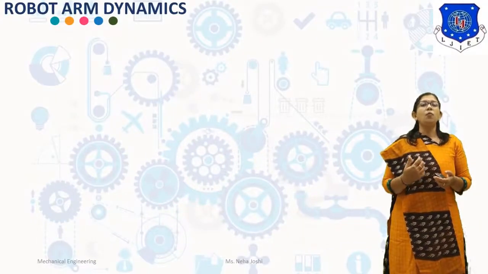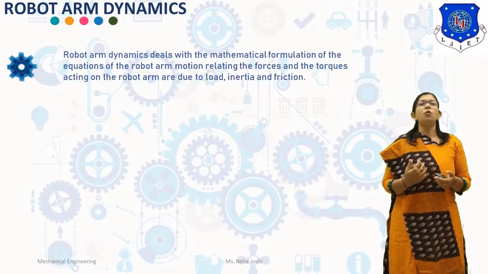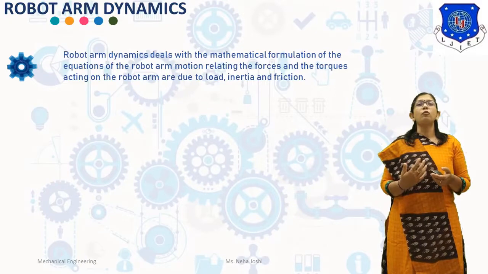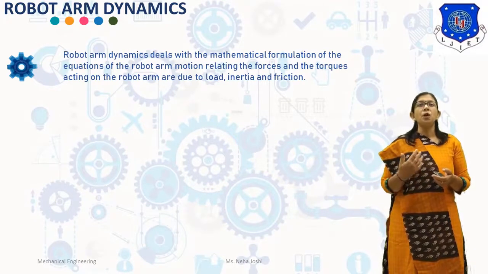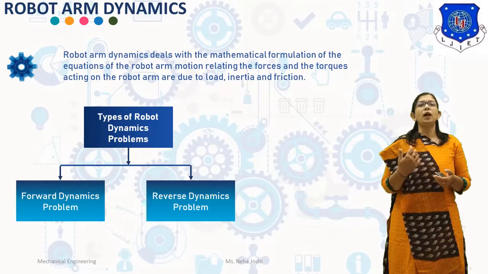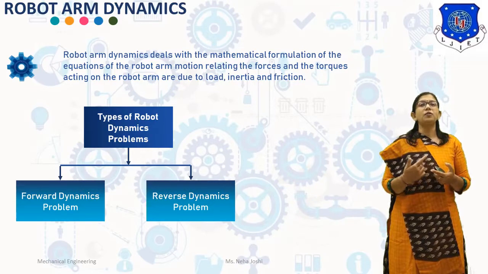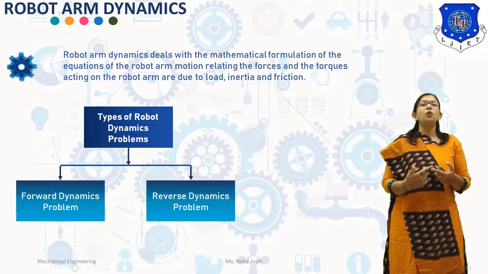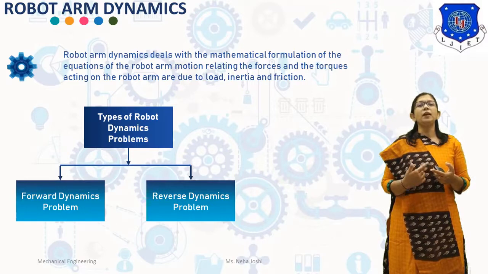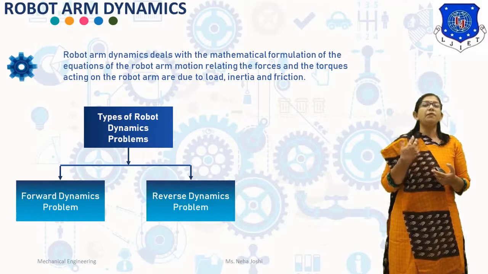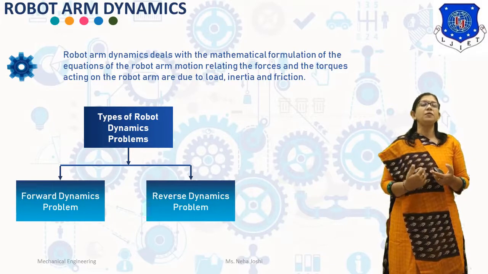Now, what is robotic arm dynamics? Robotic arm dynamics deals with the mathematical formulation of the equations of robot arm motion, relating the forces and torques acting on the robotic arm. The various forces and torques acting on the robotic arm are due to load, inertia and friction. In order to calculate the acceleration of the arm required for calculating the inertia force, the motion equations obtained in robot kinematics are differentiated twice. The robot dynamic problem can be further classified into two categories. First one is the forward dynamic problem and second one is the reverse dynamic problem.